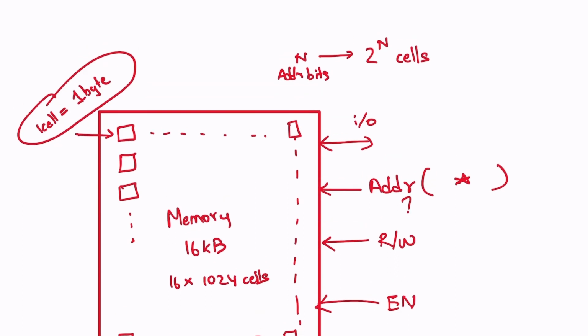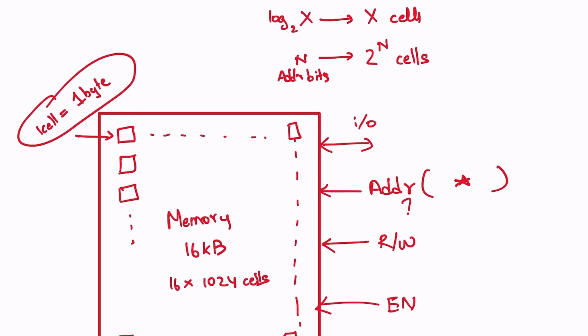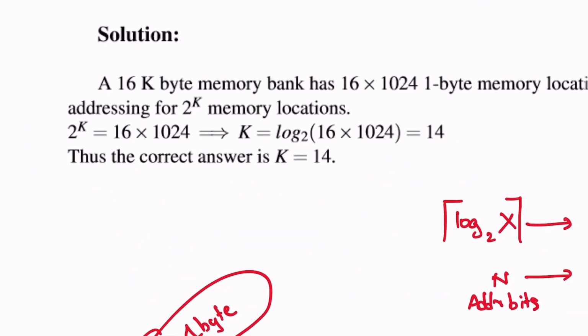So if we want to know for x cells what is the number of address bits required, since log to the base 2 of 2 power n is n, we'd have to do log to the base 2 of x, and of course the number of address bits has to be an integer, a positive integer, so we'll take the ceiling of that. And yes, that is basically the procedure followed here.